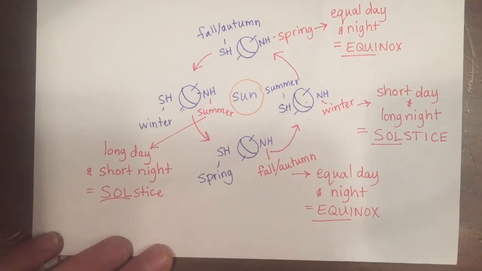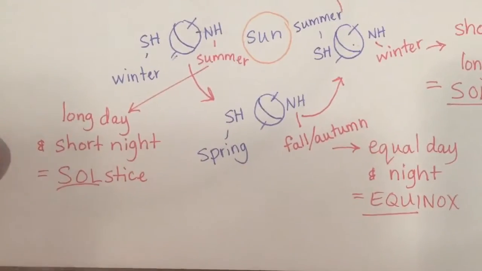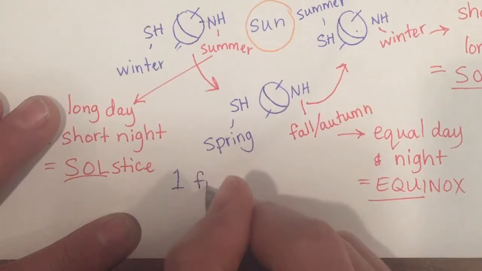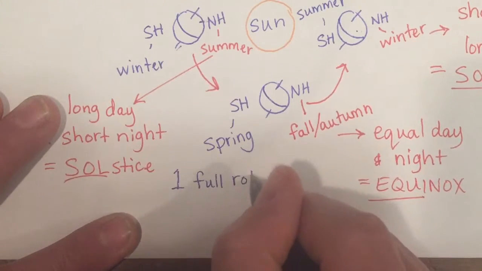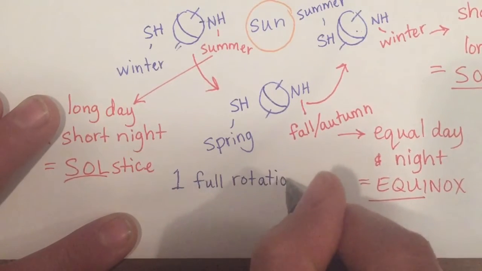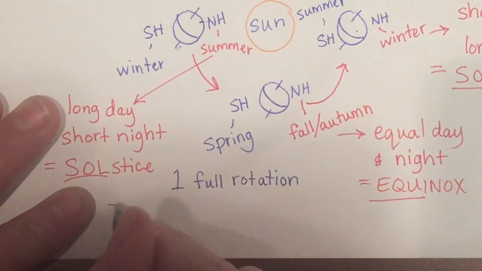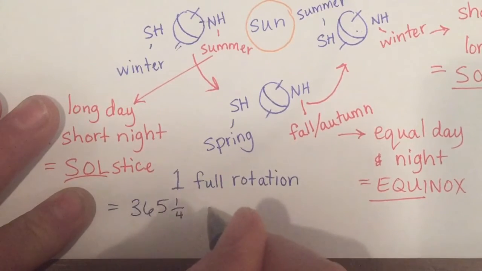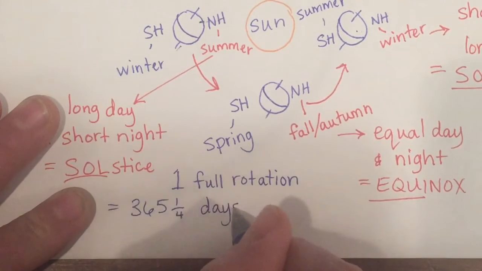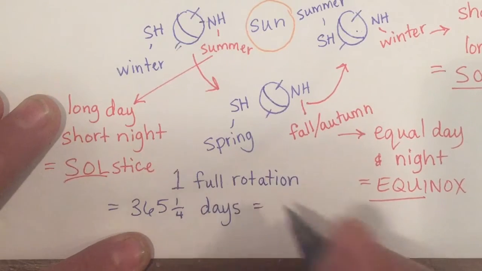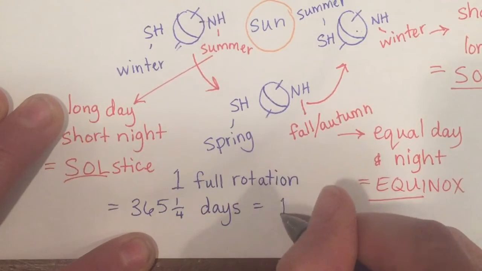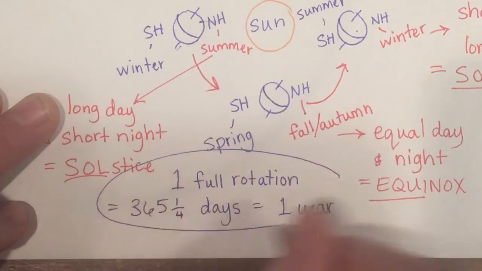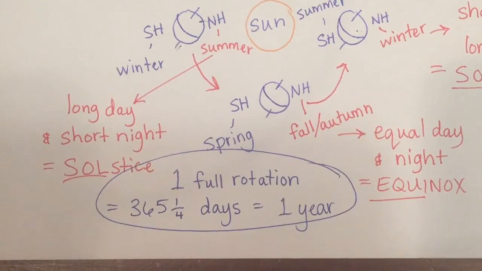And I would like you to write at the bottom, or wherever you have space, 1 full rotation equals 365 and 1/4 days, which is the same as 1 year. And that's it.